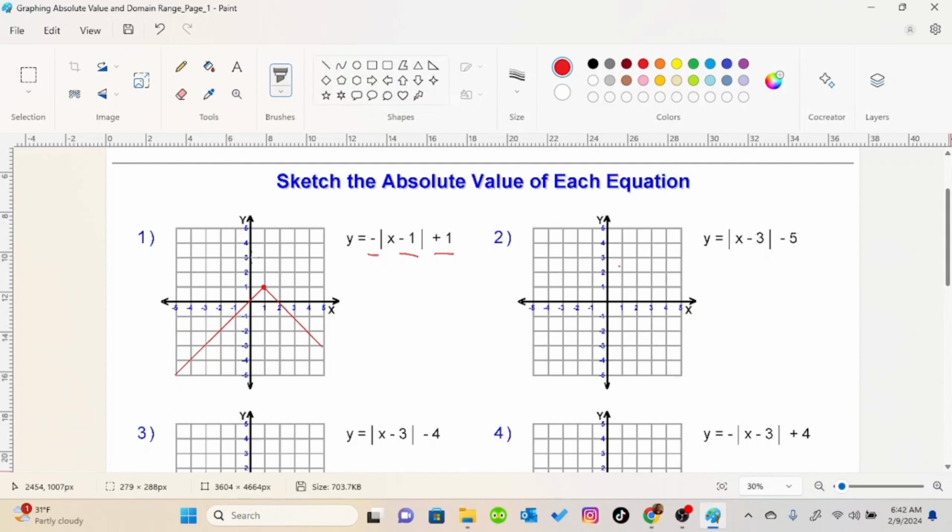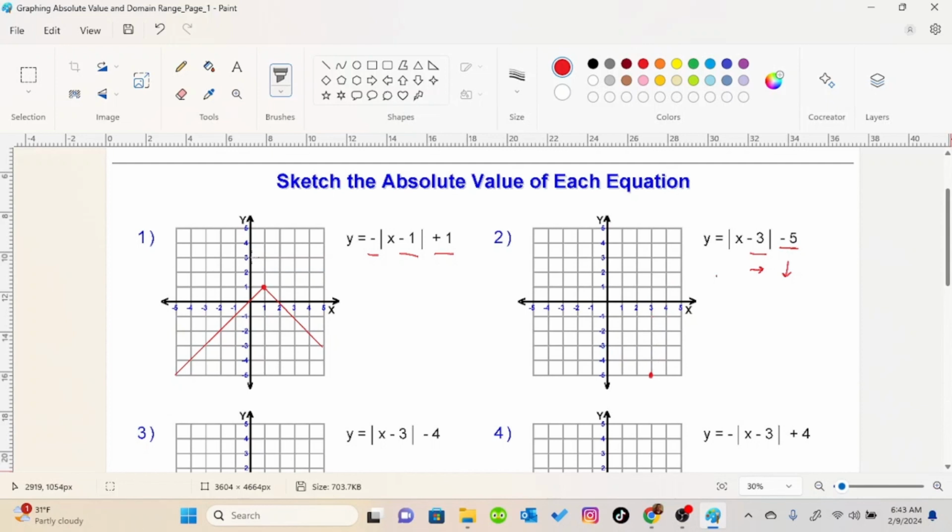Now let's look at number 2. The -3 tells us we're going to shift right 3, and then the -5 outside the absolute value function tells us to shift down 5. So this tells us to go right, this tells us to go down. So we're going to start at the origin. We're going to go right 3, down 5, and we're going to put our vertex point.